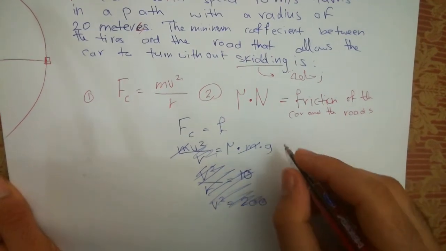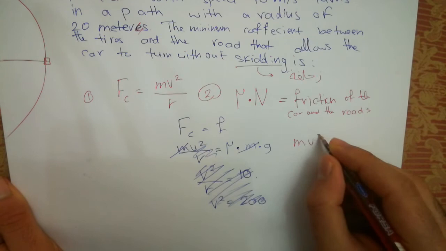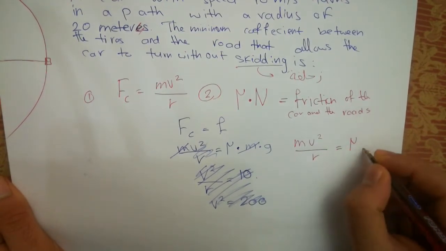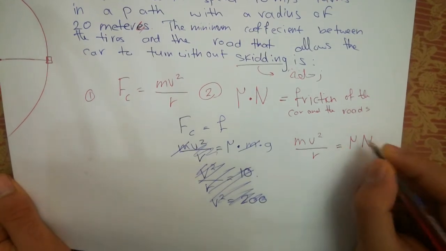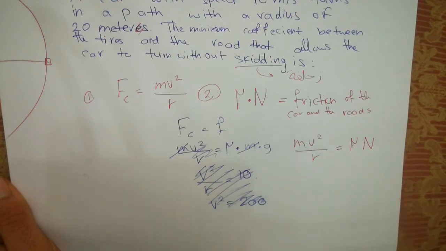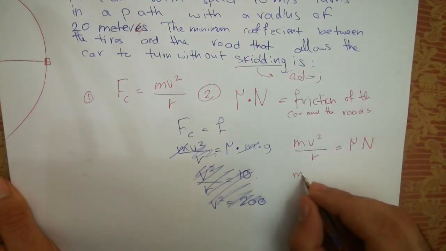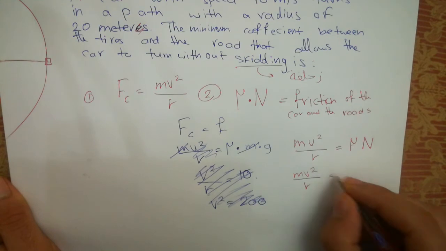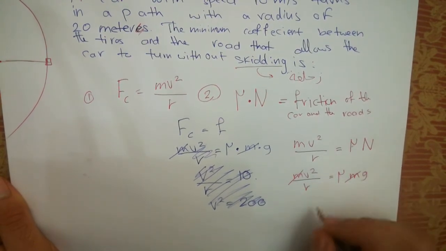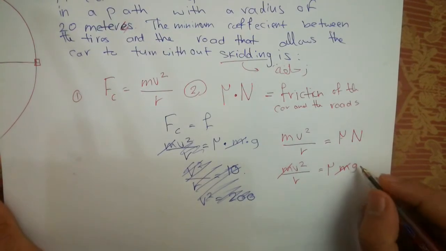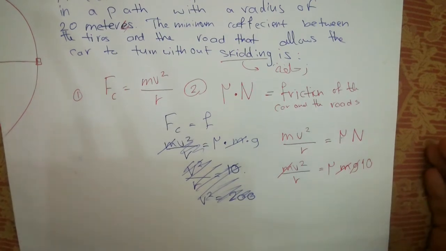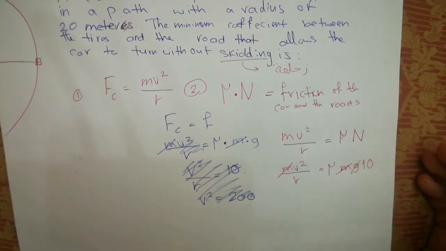So here's the point. mv squared divided by r equals coefficient multiplied by normal force. What we need to do is find the minimum coefficient, that is over here. Now how are we going to do that? Easy peasy. Now mv squared over r is equal to coefficient times mg. Removing the m's, we can remove the g and put 10, because g is the acceleration due to gravity, which is approximately 10 meters a second squared.